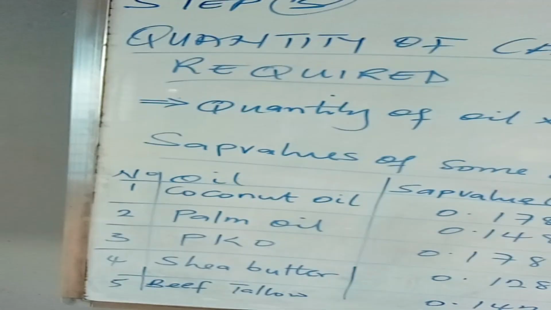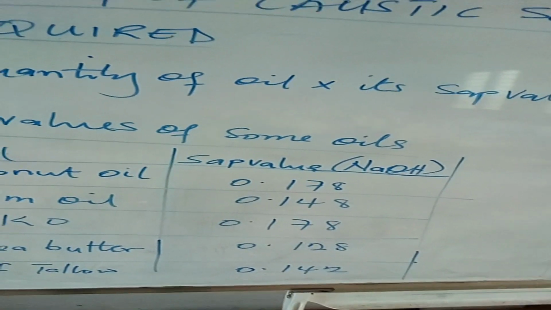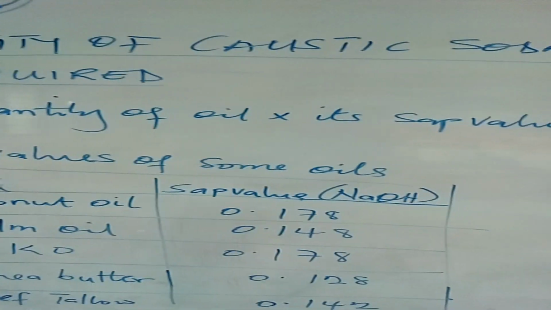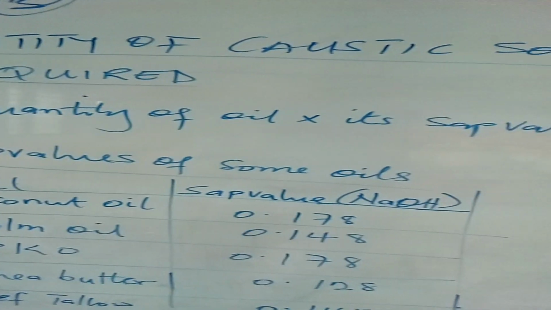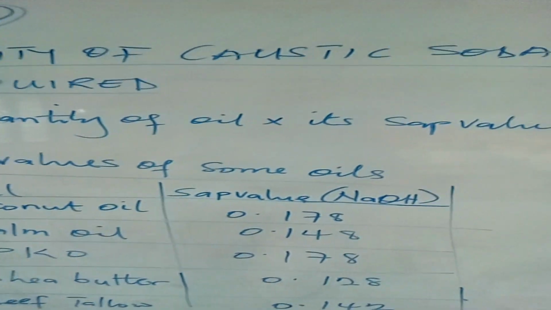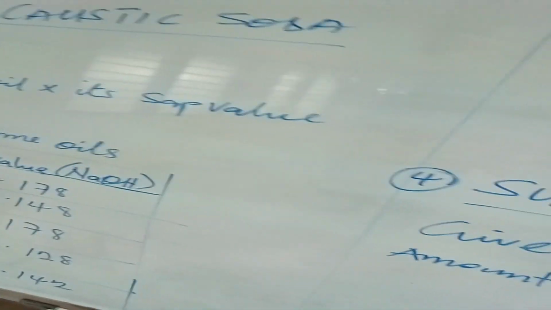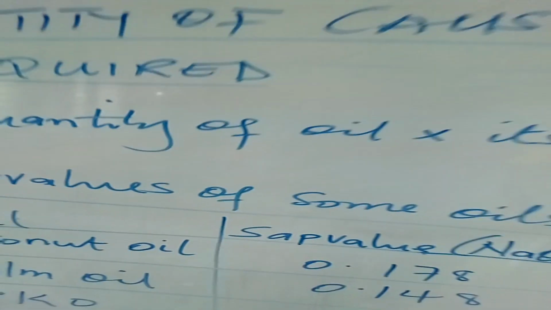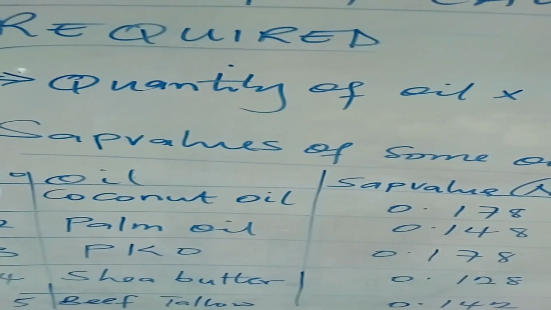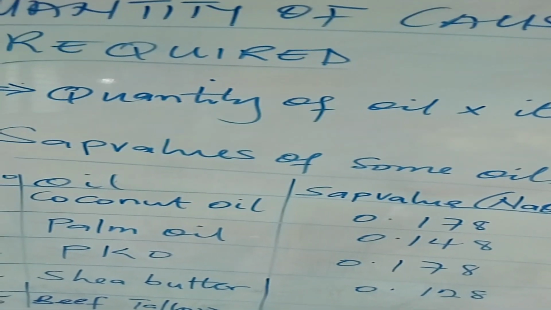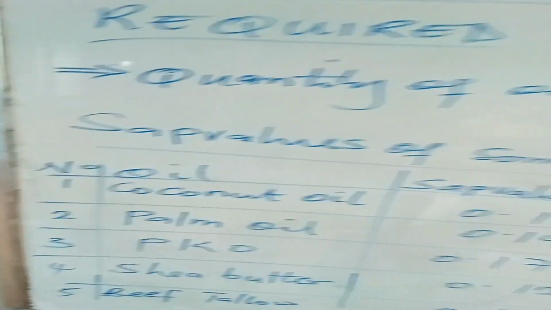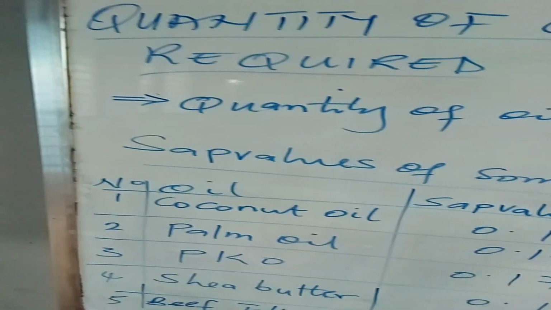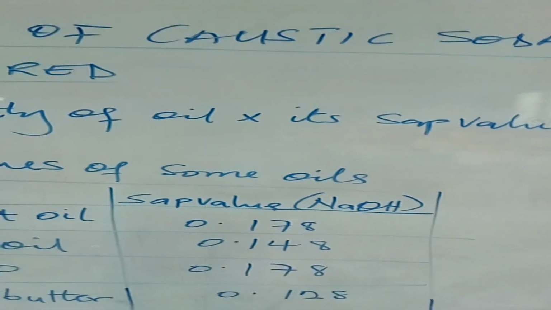To determine the quantity of caustic soda needed, first of all, we have to know the quantity of oil that we need, the quantity of oil or oils if you are using more than one. Secondly, we also have to know the saponification value of each oil. So to determine the quantity of lye or caustic soda needed for our production, we take the quantity of each oil and multiply by its saponification value.